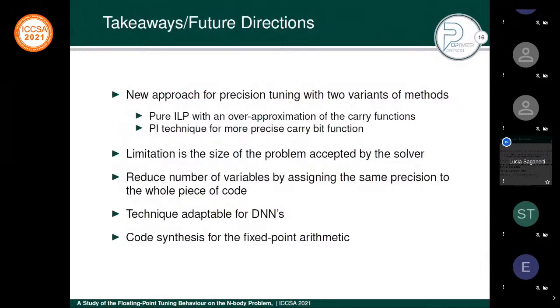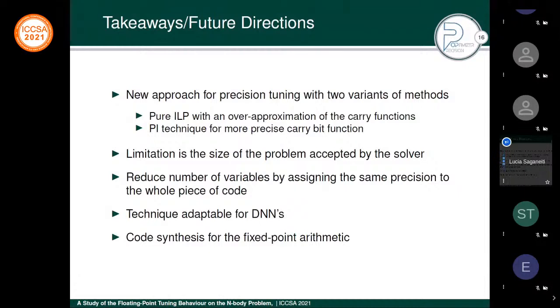To sum up, we have presented a new approach for precision tuning with two variants of program methods. One is the pure ILP with an over-approximation of the carry bit function. The second one is the policy iteration technique for a more precise carry bit function. In this paper, we have evaluated POP on the n-body problem.